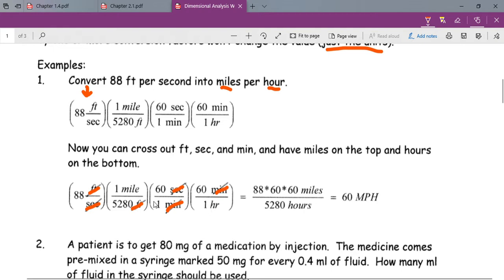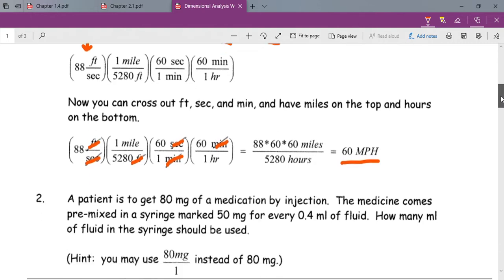Now all you really have to do, multiply straight across and then divide across the bottom. So 88 times 60, which is what you see here, divided by 5,280. If you do that and type that in your calculator, what you'll wind up with is your answer, 60, and the correct units, miles per hour. So hopefully you see how that works. We'll do a few more examples.